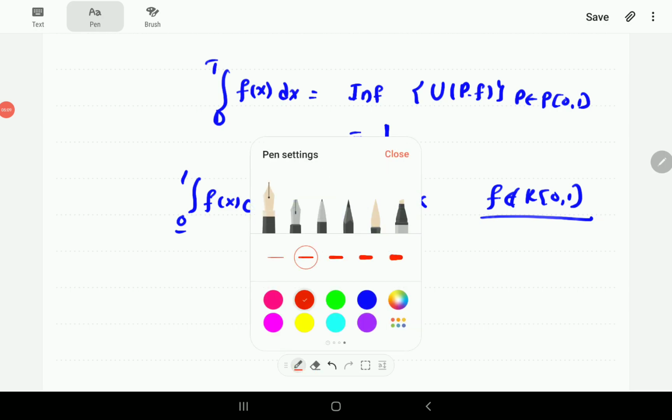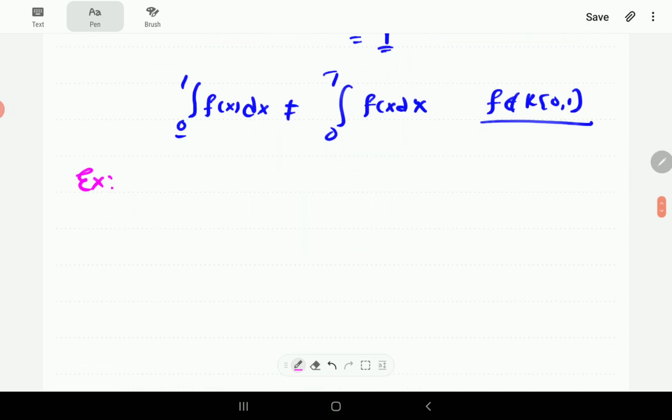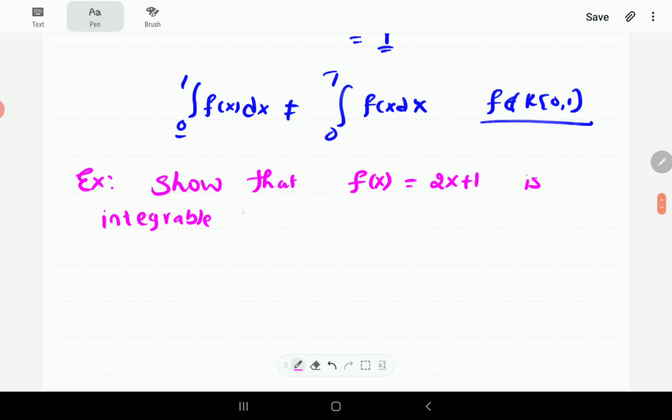Now let us see another example. Show that f of x equal to 2x plus 1 is integrable on the closed interval 1 to 2, that is, the integration from 1 to 2 of f of x, where f of x here is 2x plus 1. Let me write that.